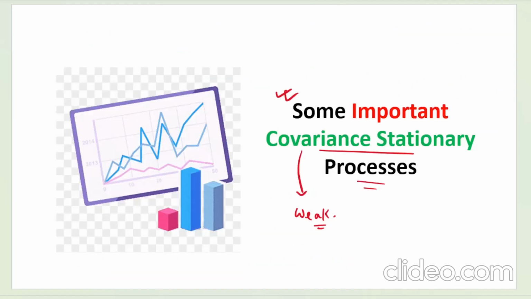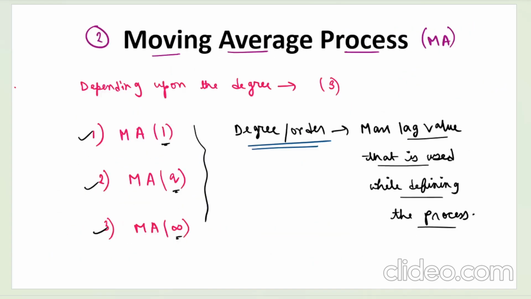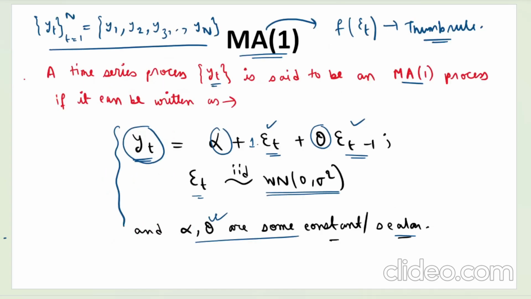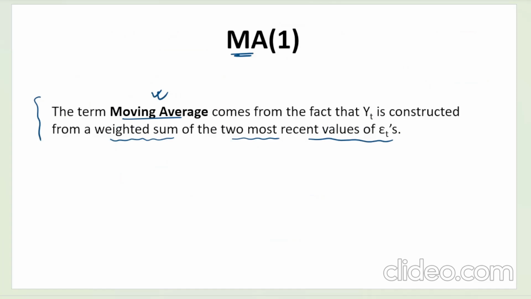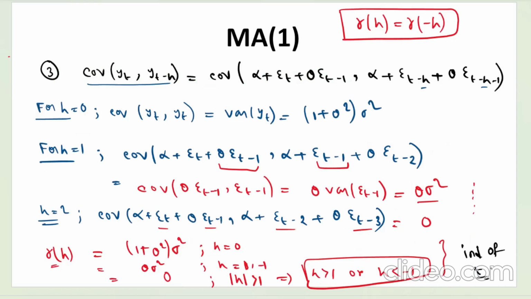So let me give you a quick recap of what we have done today. We started discussing important covariance stationary processes, and till now we have covered what a white noise process is, and then what the MA1 process is. In the MA1 process, I have given you the definition, how you will write the MA1 process, and then I have explained why it is called a moving average process, and then finally I have shown you how to show that this is a covariance stationary process, right? I hope this is absolutely clear to you, and I'll wrap up this session now.